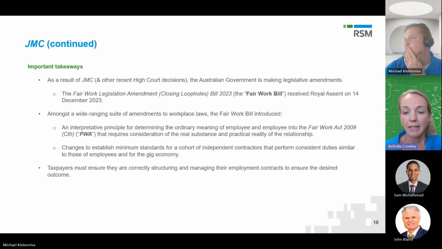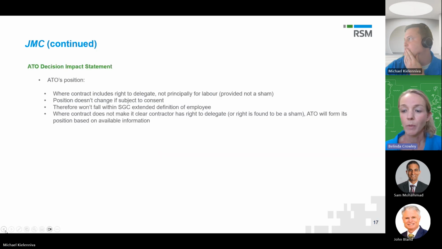In the decision impact statement, the ATO accepts that the right to delegate will cause a relationship to fail to be one of employment, and the key determinant being whether that right actually exists. They did note that there will be times where it's difficult to tell whether the right exists, in which case the determination is to be made based on the available evidence. So, for example, if there has been actual delegation.